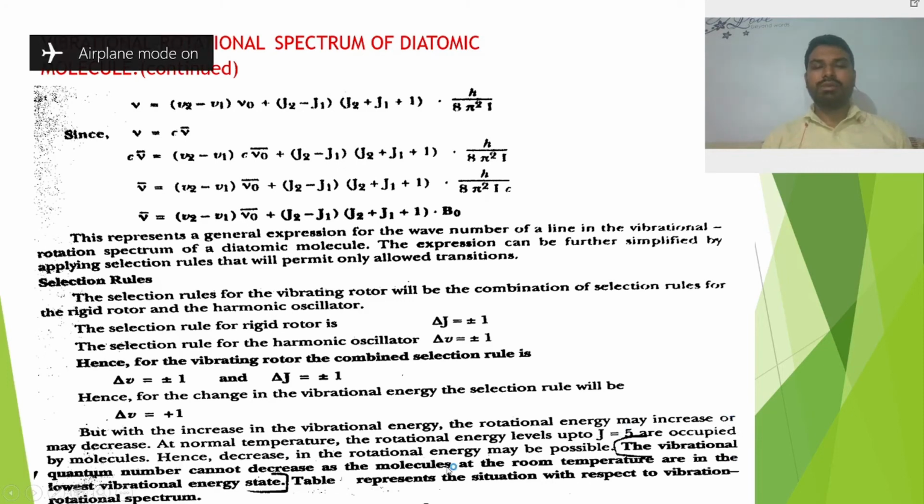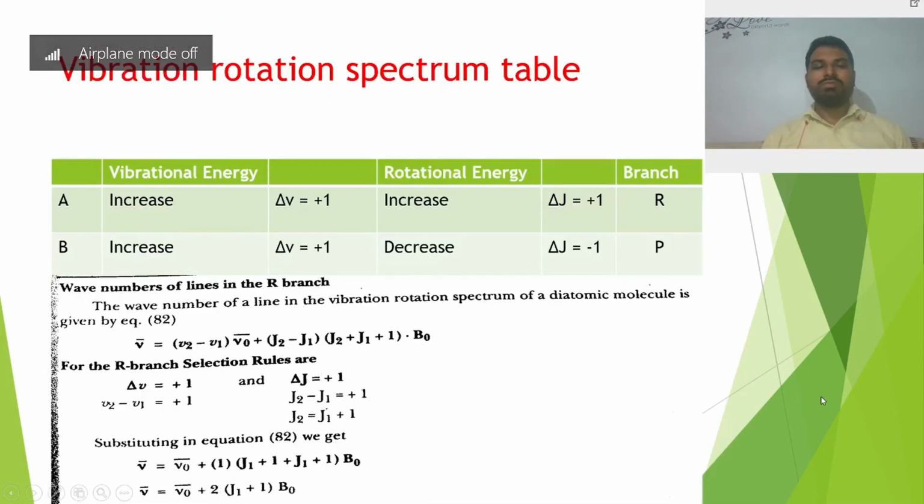At normal temperature the rotational energy levels up to J equals 5 are occupied by a molecule, hence a decrease in the rotational energy may be possible. The vibrational quantum number cannot decrease, as the molecules at room temperature are in the lowest vibrational energy state. The table will represent the situation of the vibration and rotation spectrum.